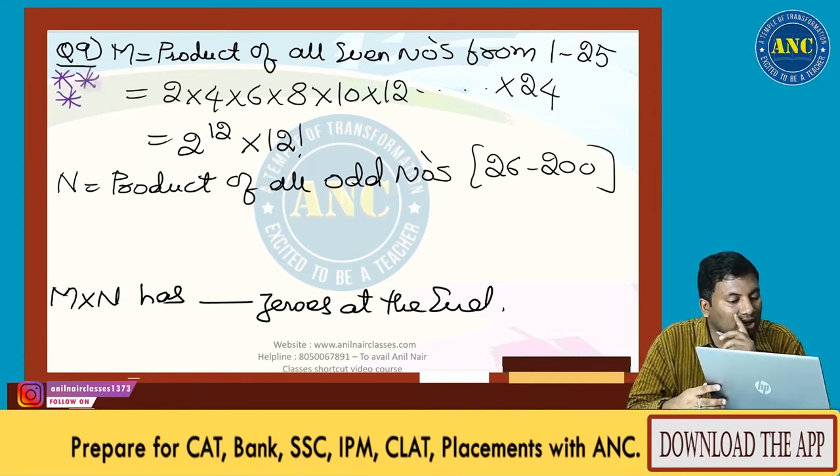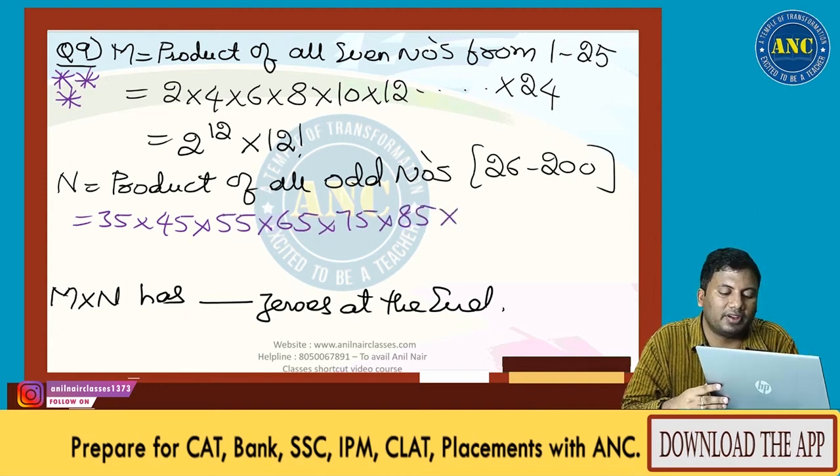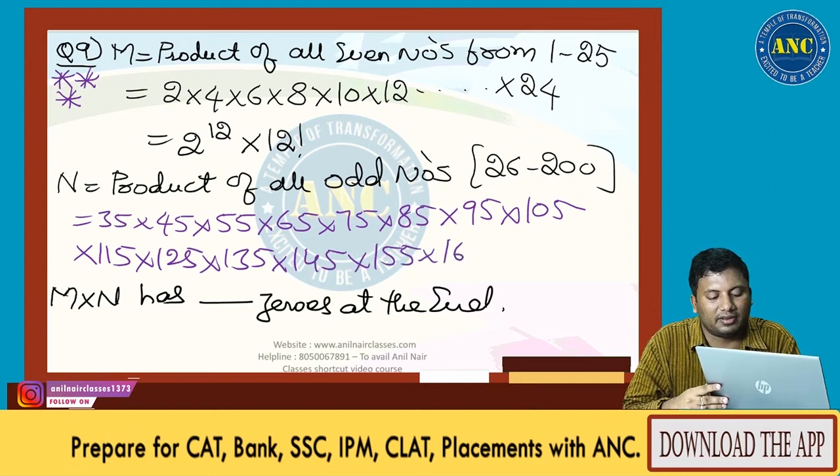N is the product of all odd numbers. I will not take any power of 2. 35, 45, 55, 65, 75, 85, 95, 105, 115, 125, 135, 145, 155, 165, 175, 185, 195.